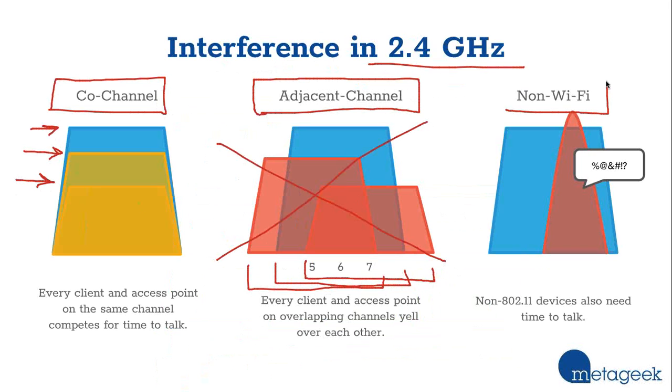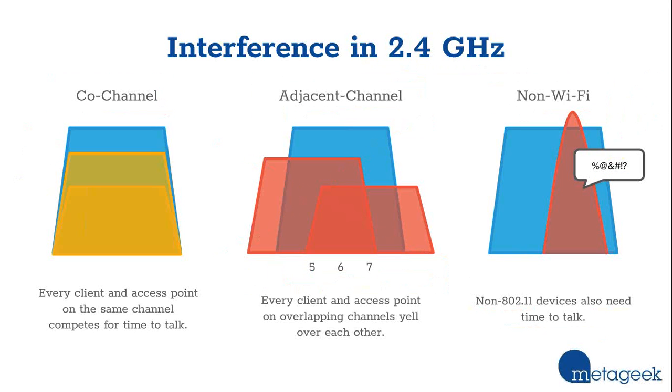Now, the other thing that we have to watch out for is non-Wi-Fi interference. If you've got your wireless network here, and then you bring in a cordless phone, and that thing starts talking and spewing garbage all over a channel, then that's going to cause our Wi-Fi devices to back off. Remember that non-802.11 devices, that means non-Wi-Fi devices, also need time to talk, but they don't have the same politeness mechanisms built in. So we've got to watch out for that.